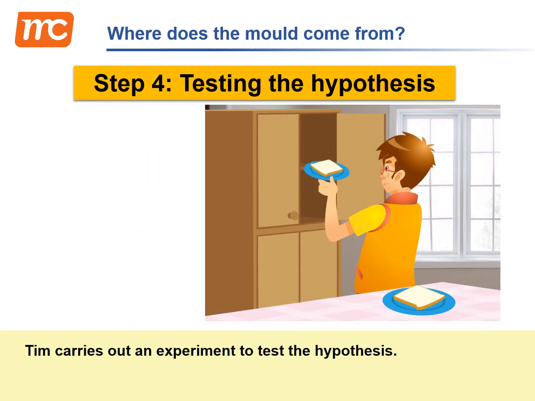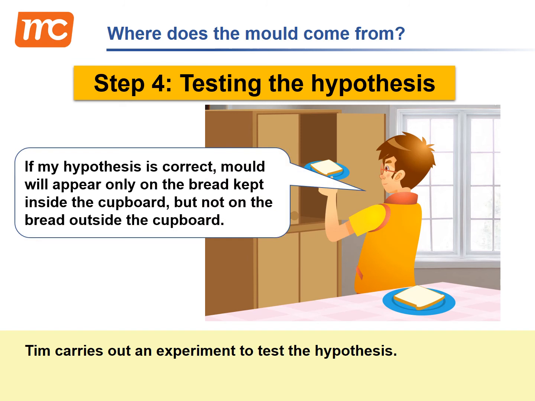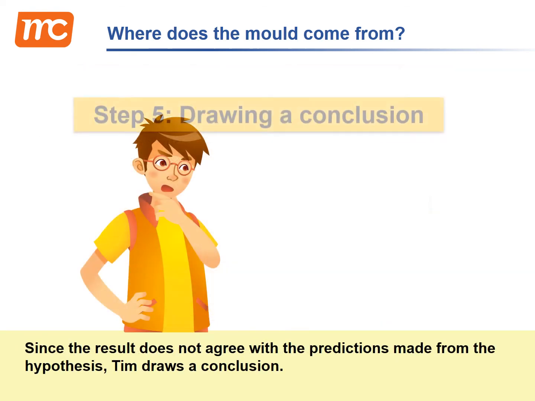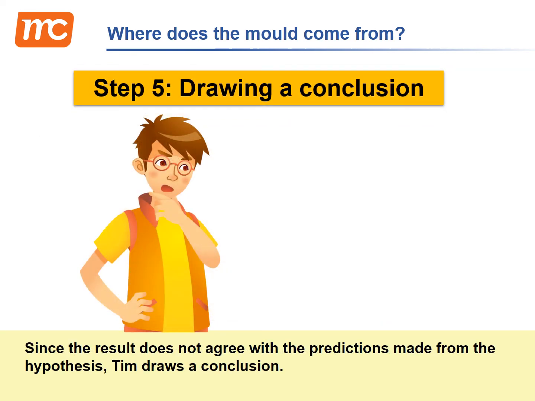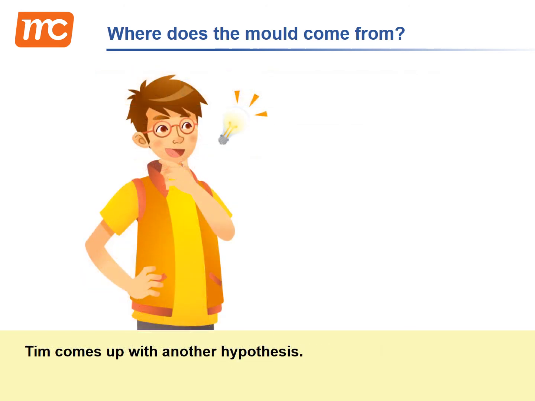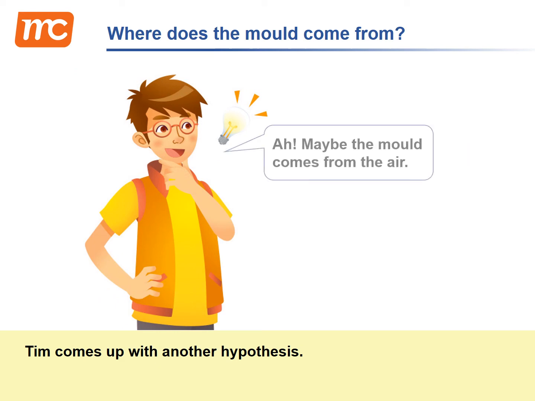Tim carries out an experiment to test the hypothesis. If my hypothesis is correct, mould would appear only on the bread kept inside the cupboard, but not on the bread outside the cupboard. After 4 days, mold appears on both pieces of bread. Since the result does not agree with the predictions made from the hypothesis, Tim draws a conclusion. The hypothesis, bread turns mouldy in the dark, is incorrect. Tim comes up with another hypothesis. Maybe the mould comes from the air.